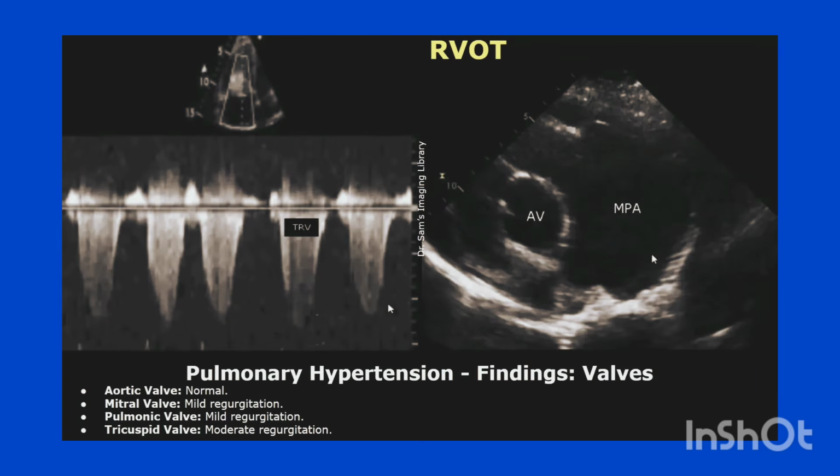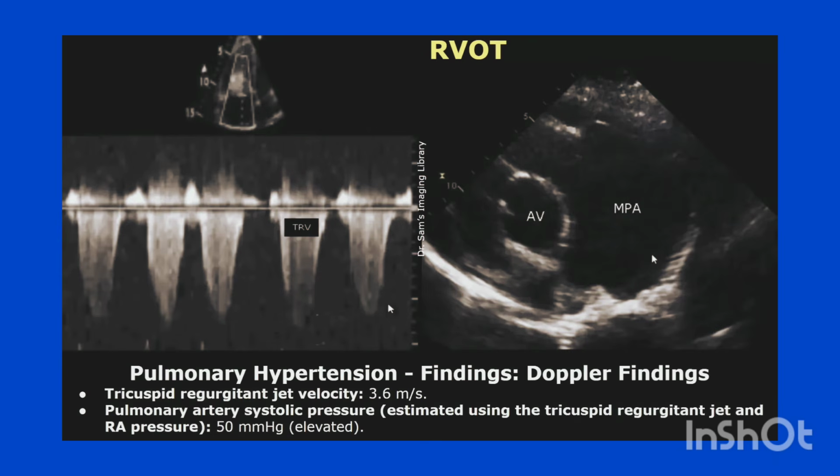Aortic valve is normal. The mitral valve shows mild regurgitation. Pulmonic valve shows mild regurgitation, and the tricuspid valve shows moderate regurgitation. Tricuspid regurgitant jet velocity is 3.6 meters per second. Pulmonary artery systolic pressure estimated using tricuspid regurgitant jet and RA pressure is 50 millimeters of mercury, which is elevated.